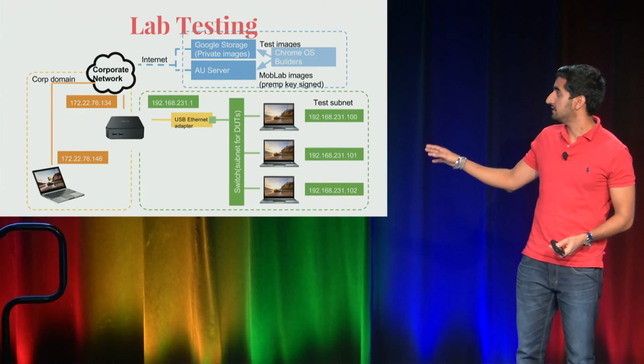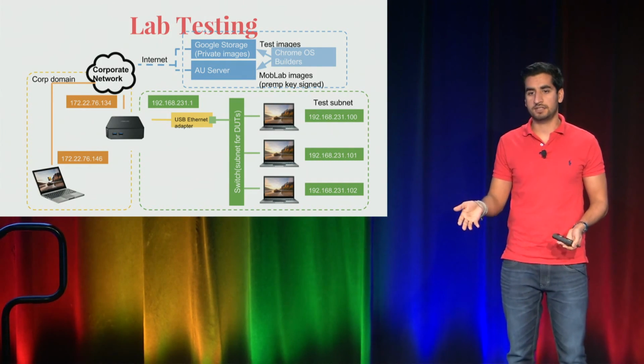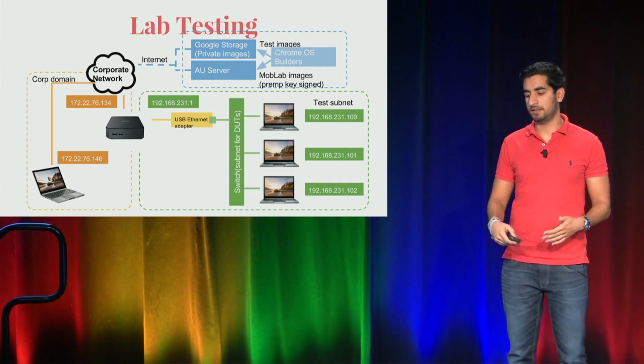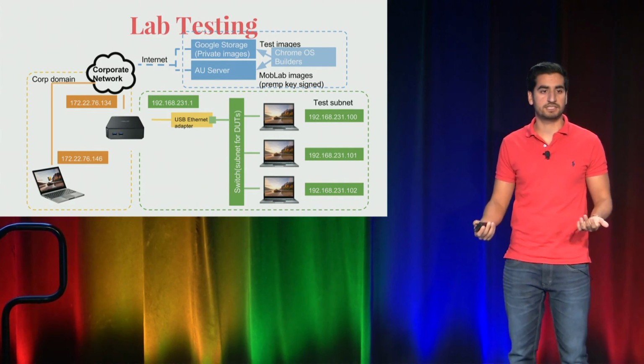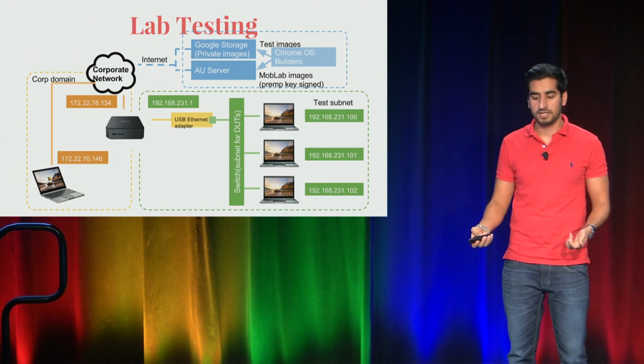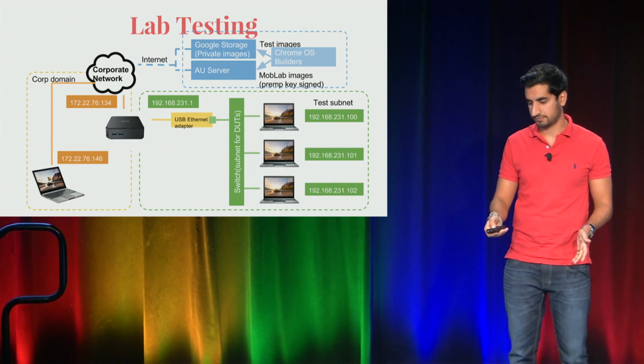Next, on the side, you can see we have a test subnet. And pretty much, we just tell them add another Ethernet interface and then add a switch, and you can hook up all your test devices there, and our system knows to test those devices on that network. And then from their own corporate network, they can use their own laptop and kick off the tests.